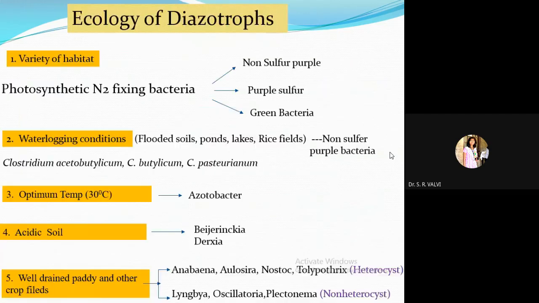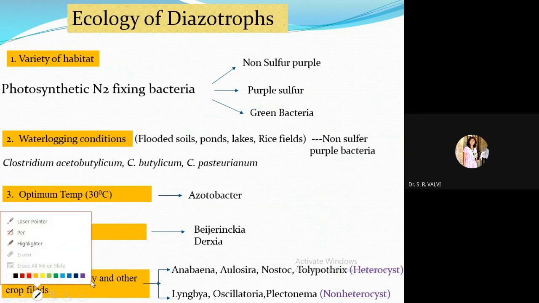Now they come towards the next point. The next point is the ecology of diazotrophs. Ecology is nothing but in which environment they are present, in which environment they are surviving. So see the first point, that is, variety of habitat.